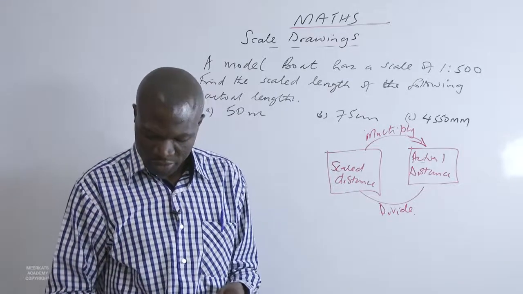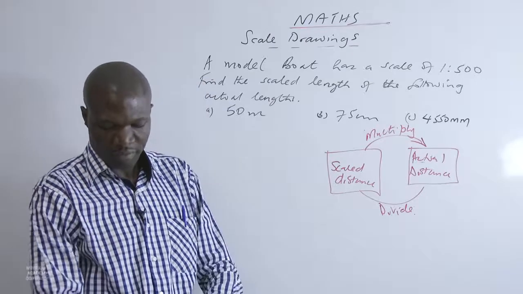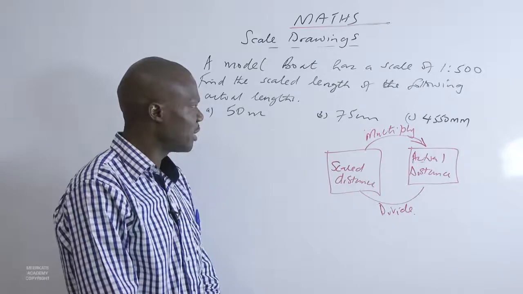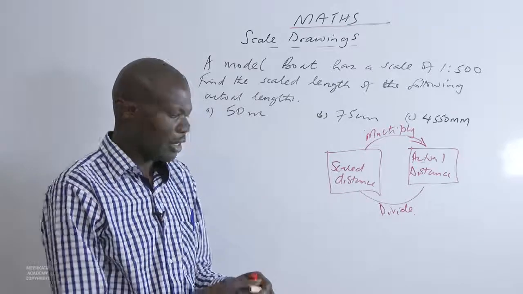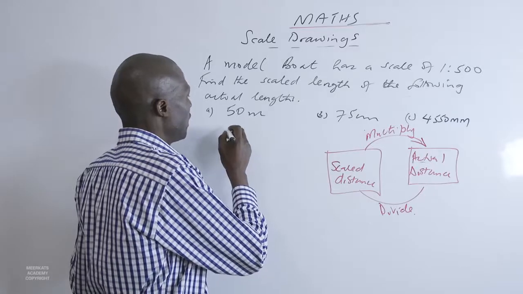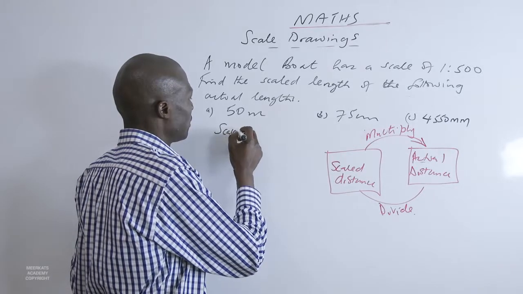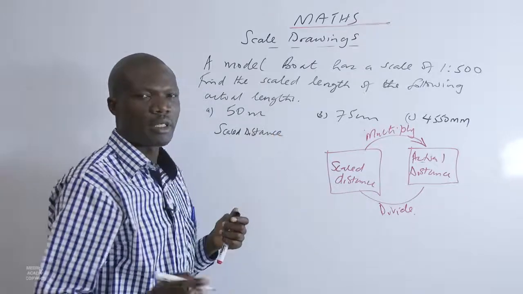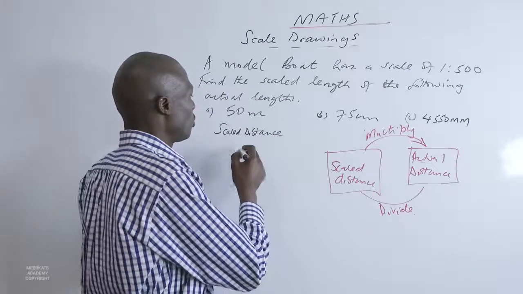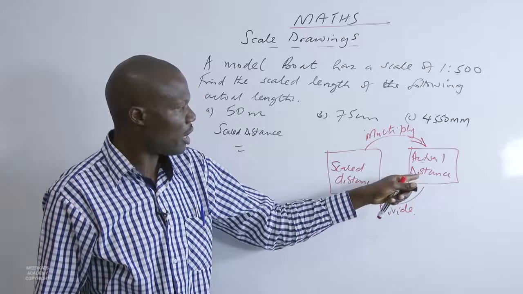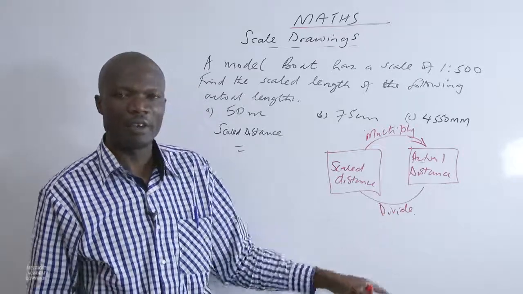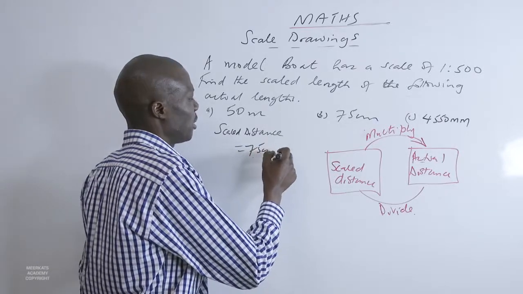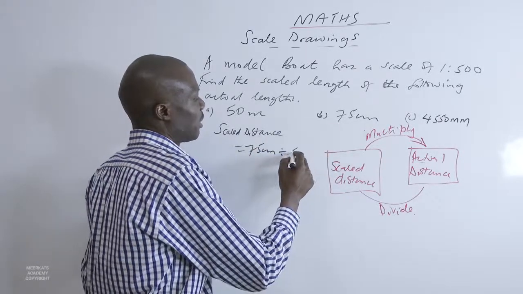75 centimeters. This is interesting. When you look at scaled distance, scaled distance is equal to actual distance divided by the scale factor. Actual distance is 75 centimeters divided by scale factor, which is 500.